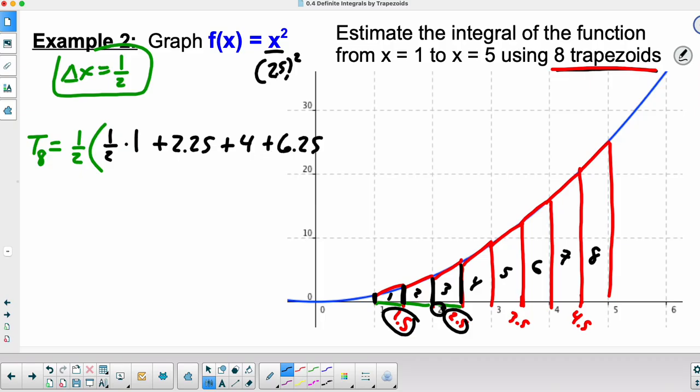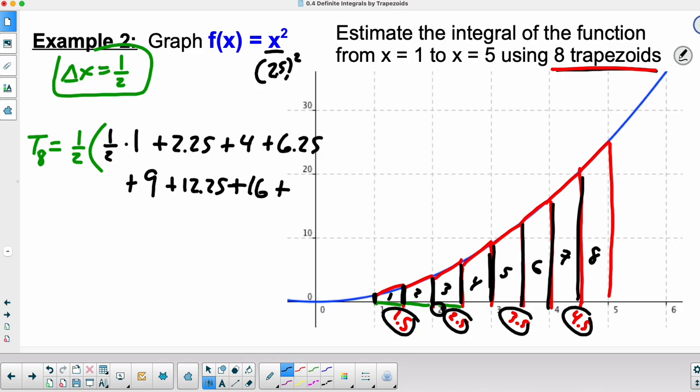And I'm going to keep adding here. I'm running out of room here, so I'm going to go down below. Plus the next one, which is going to be at 3. 3 squared is 9. Plus the next one, which is going to be at 3.5. 3.5 squared, 12.25. Plus the next one, which is going to be at 4. 4 squared is 16. Plus the next one, going to be at 4.5. 4.5 squared, 20.25.